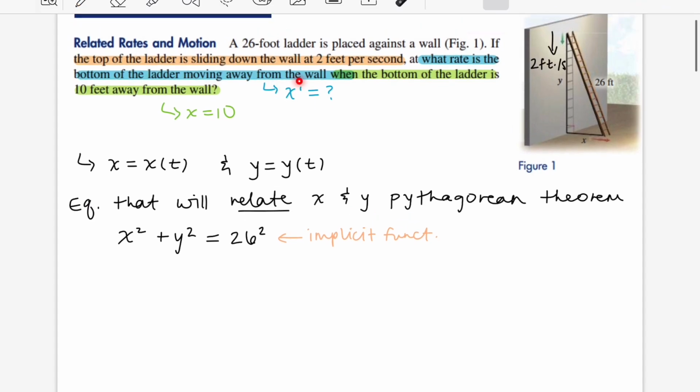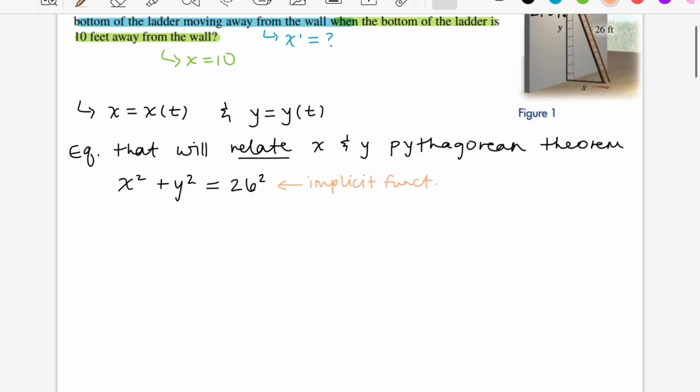We know if we're trying to find x prime, then we're going to have to take the derivative of this function and solve for x prime, because that's what we're trying to find. So we'll take the derivative of this function with respect to t, because both x and y are dependent on t, so t is our independent variable.